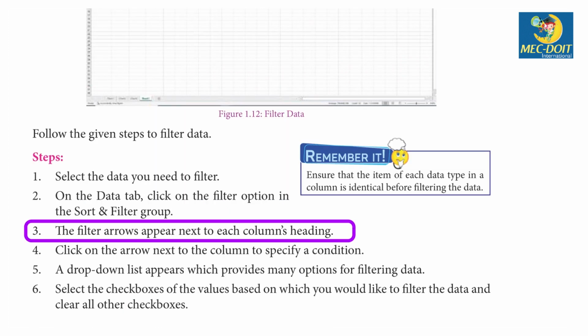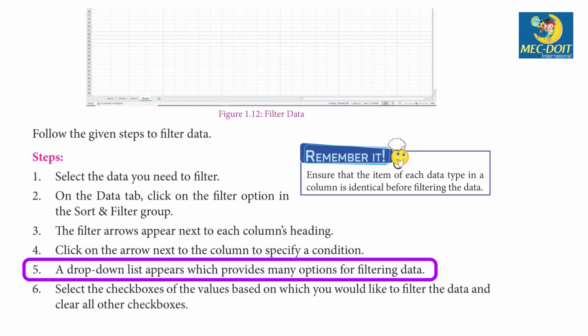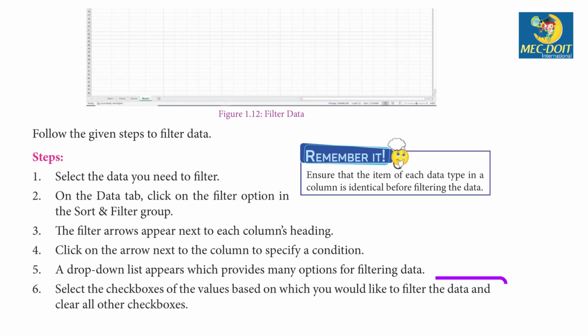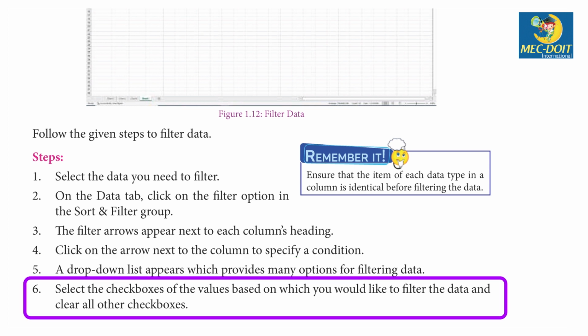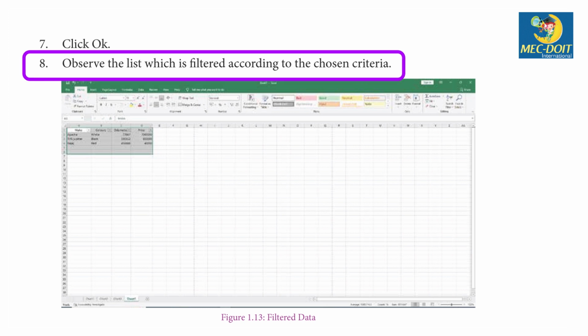3. The filter arrows appear next to each column's heading. 4. Click on the arrow next to the column to specify a condition. 5. A drop-down list appears which provides many options for filtering data. 6. Select the check boxes of the value based on which you would like to filter the data and clear all the other check boxes. 7. Click OK. 8. Observe the list which is filtered according to the chosen criteria.